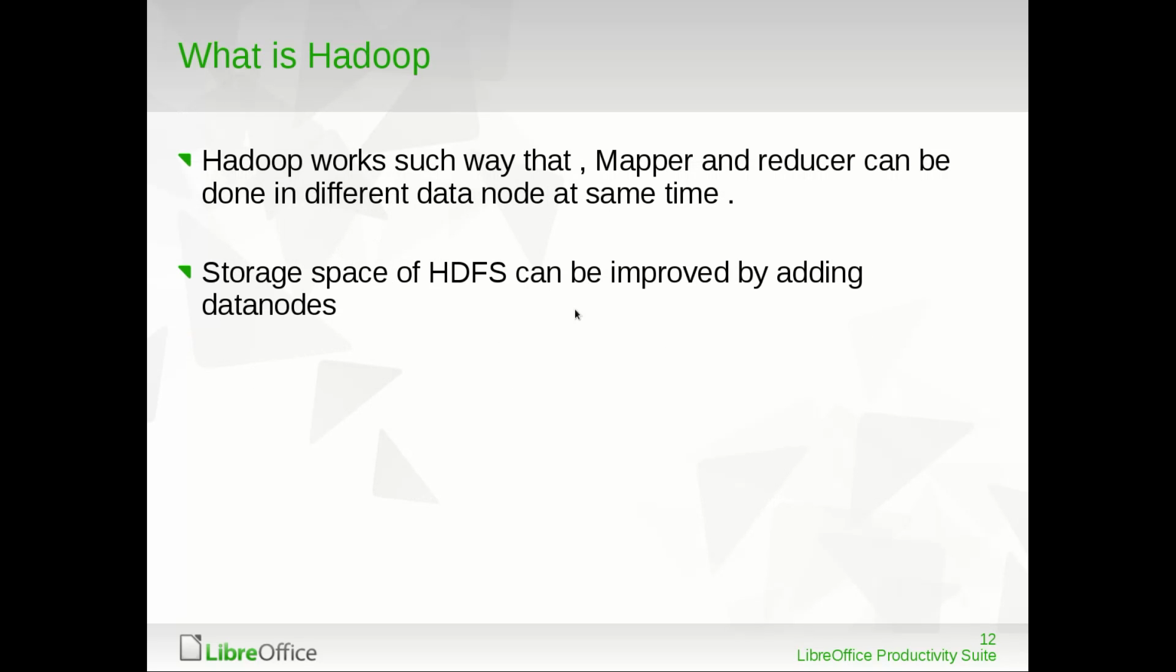Okay, so Hadoop works in such a way that it can do parallel processing. So mappers and reducers can run on different nodes at the same time. And if you want to increase the storage space of one Hadoop HDFS file system, you can simply add one node. And one node in the sense it will be a new machine.